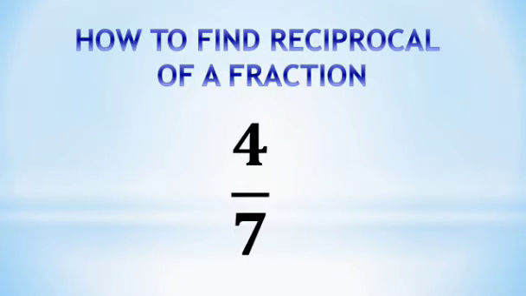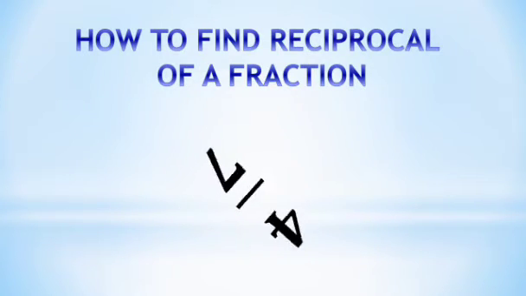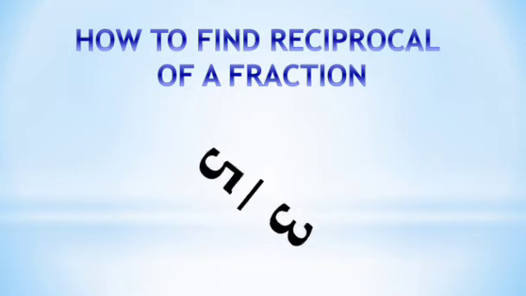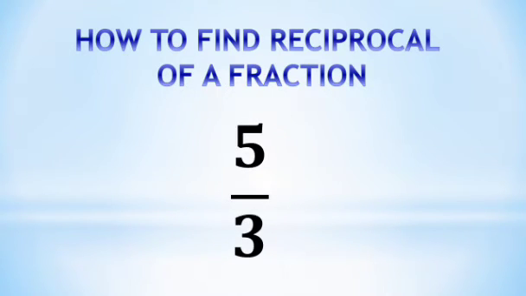Consider 4 upon 7. To find its reciprocal, you will turn it round and the numerator becomes denominator and denominator becomes numerator. So our number 4 by 7 becomes 7 by 4 after reciprocal. Let us see another example. 3 by 5. The reciprocal of 3 by 5 will be 5 upon 3. So I hope you have understood how to find a reciprocal of a fraction.